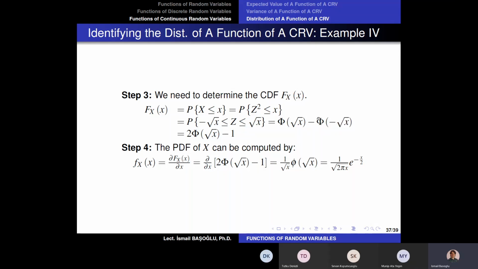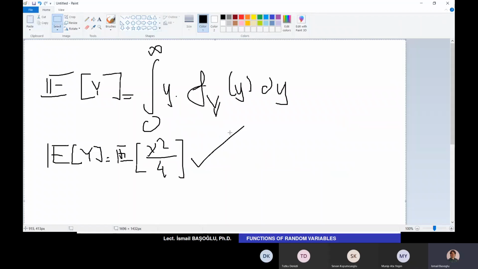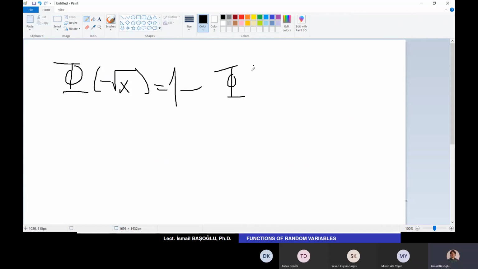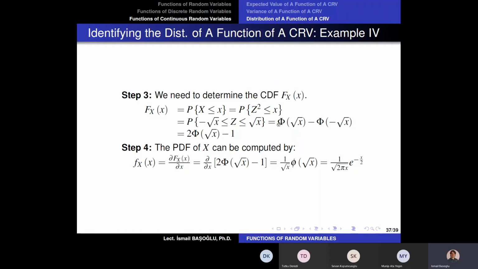Now, how do you compute the CDF of a standard normal random variable for a negative value? So if you remember, the CDF of a standard normal random variable at a negative value is equal to what? 1 minus the CDF of the standard normal random variable at the positive counterpart of it. Okay? So that value is equal to that value. And if you write it like that, you will see that this difference is equal to 2 capital phi at square root of X minus 1. So the CDF of X is equal to this function.